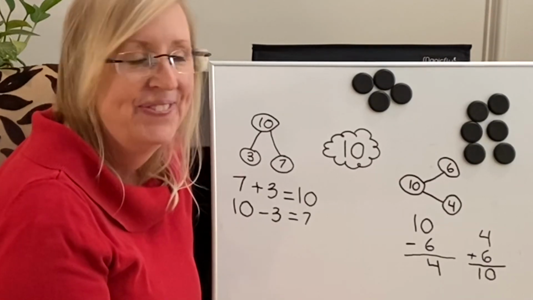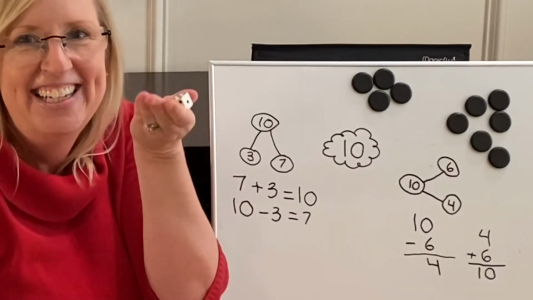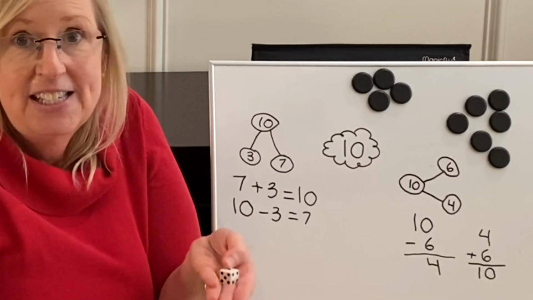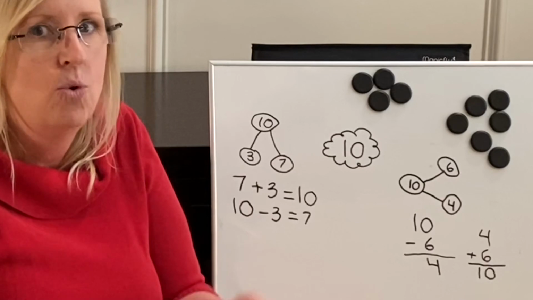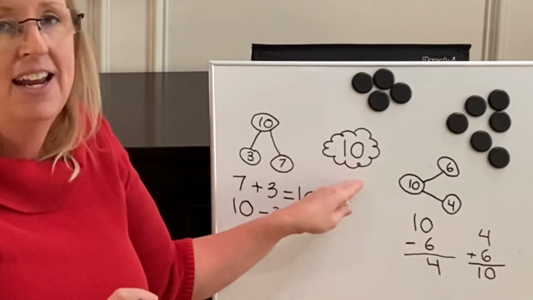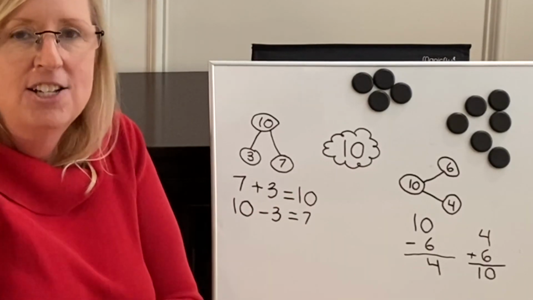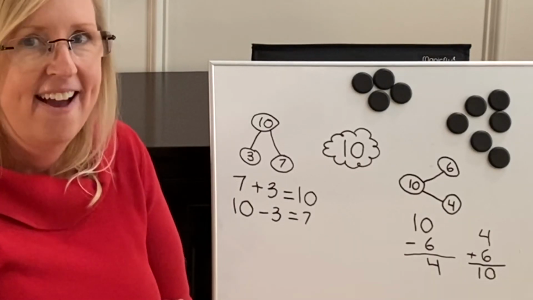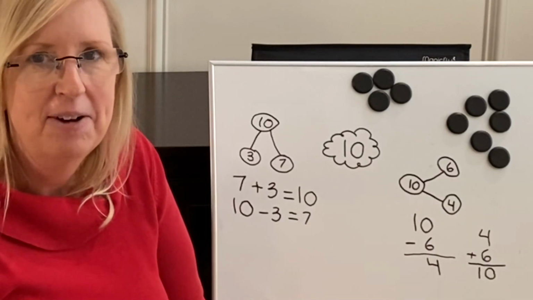Me too. I've got my die hidden in my hand. So we know that our number, our sum, our whole number is going to be 10. Everything today was about 10. So let me take my die and I'm going to shake it up. I'm going to show it to you. You tell me what I got.